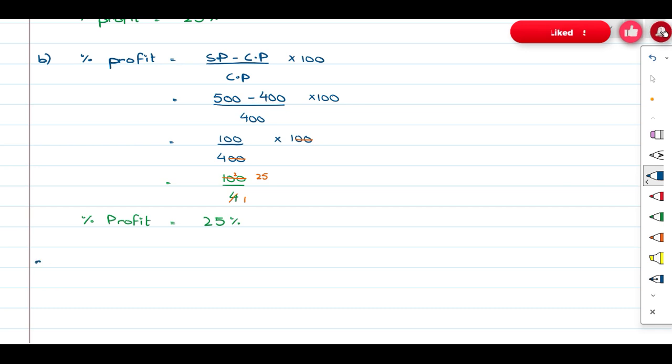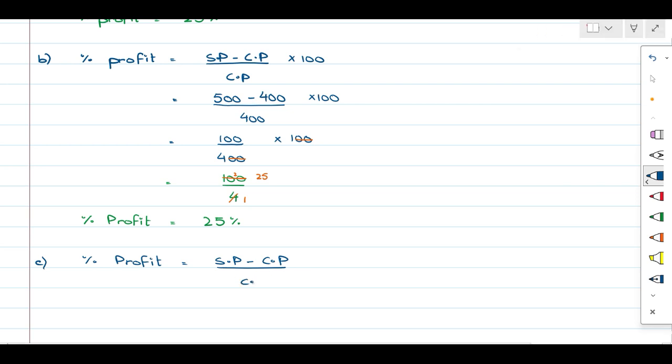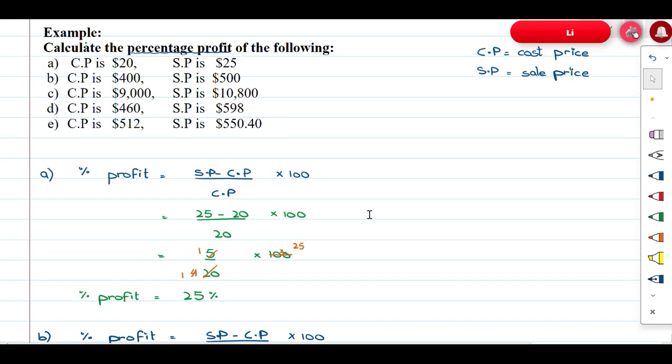Okay, let's practice part C. Again, write the formula for the percentage profit. That is the sale price minus cost price, divided by cost price, multiply by 100. Okay, now for part C, what is the sale price and the cost price? Sale price is 10,800 and the cost price is 9,000.